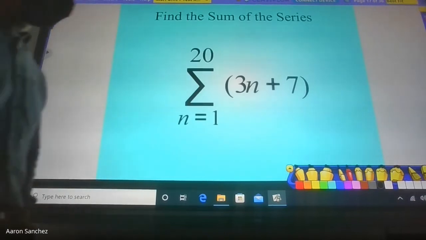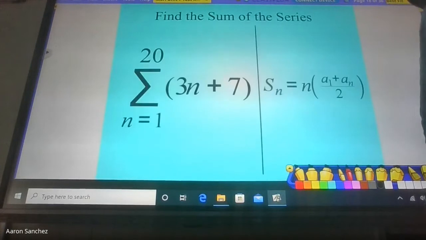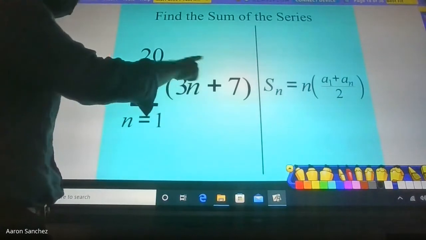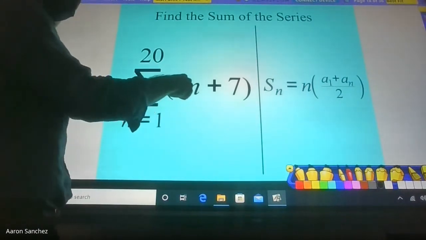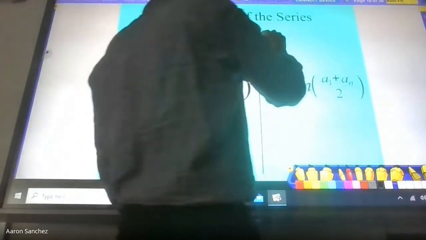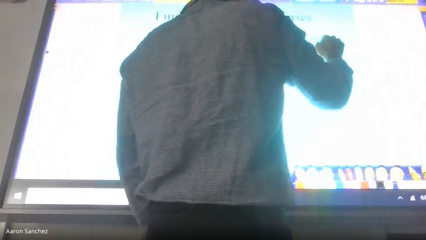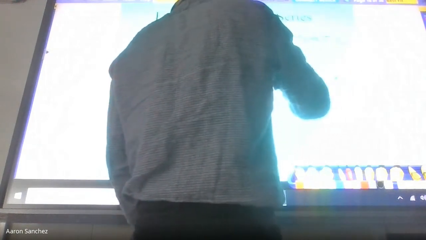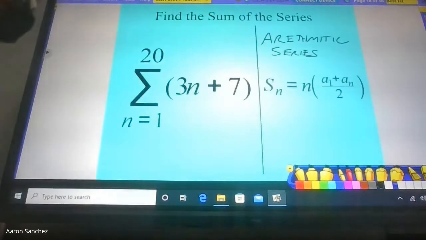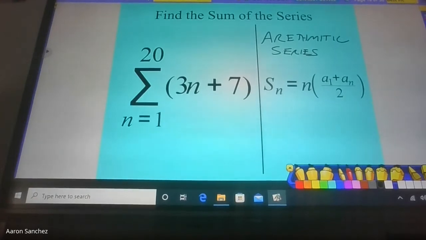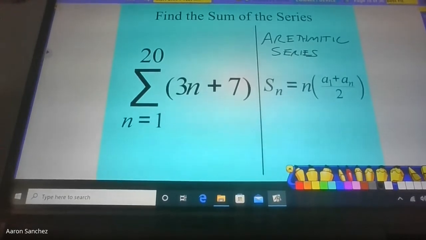You guys have it written down? Write this formula down. In order to solve it, we got to do this. The sum of an arithmetic sequence, which is a series, this is arithmetic, right? Because the variable is here. So the sum of an arithmetic series is S of n equals n times a sub 1 plus a sub n, all divided by 2. Make sure you have that memorized.